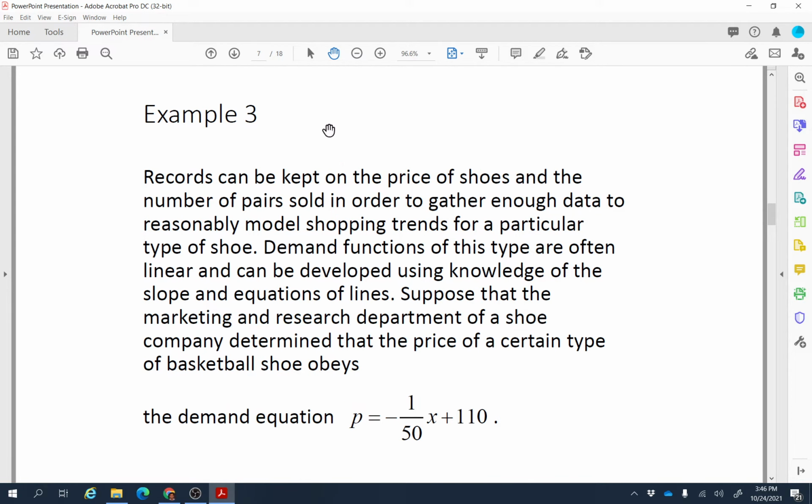Let's take a look at one example. It's supposed to be example 2, not 3. So here you have a given; just read this information here.